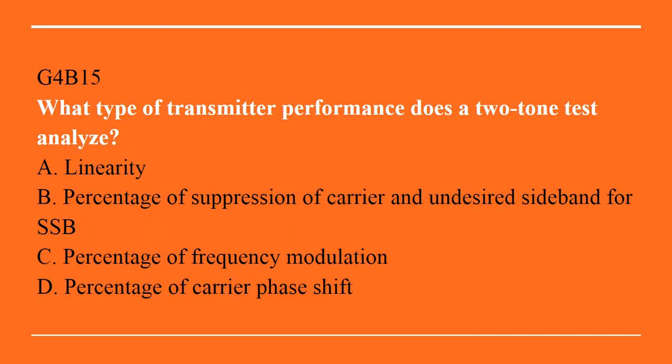G4B15, what type of transmitter performance does a two-tone test analyze? A, linearity. B, percentage of suppression of carrier and undesired sideband for SSB. C, percentage of frequency modulation. Or D, percentage of carrier phase shift. Correct answer is A, linearity.